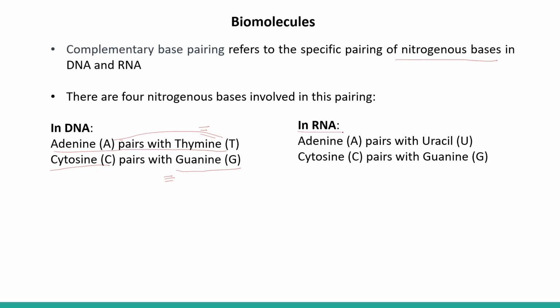If we talk about RNA, then adenine always base pairs with uracil. Again, there will be two hydrogen bonds between A and U. Cytosine always pairs with guanine, or we can say guanine always pairs with cytosine, with three hydrogen bonds. So you must remember that in DNA, thymine is present, and in RNA, instead of thymine, uracil is present. The rest three nitrogenous bases are common.